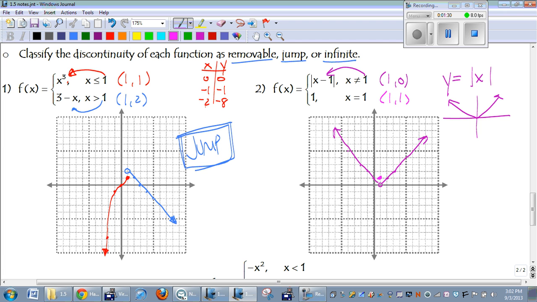So now, by looking at this graph, we have to figure out, is this a removable discontinuity, a jump, or an infinite discontinuity? So in this case, it is removable, because all it would take is taking this little pink point and moving it down into this hole, and that would make this continuous. So it would easily be fixed if we could do that. It would be continuous. So this is called a removable discontinuity.